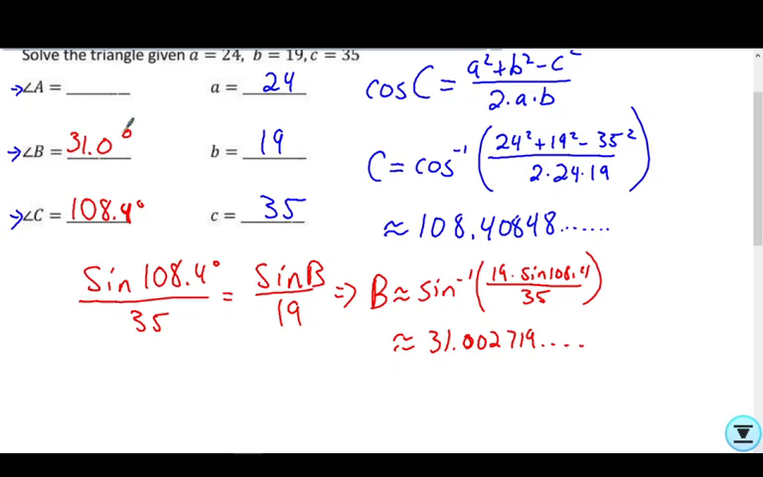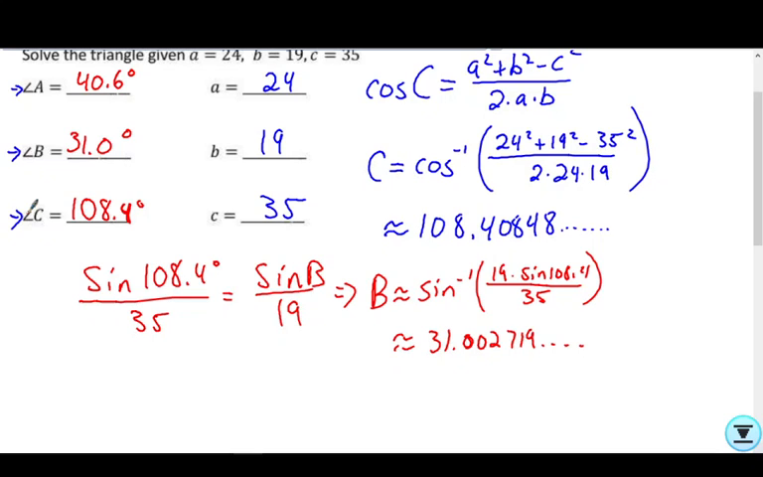And now since we have two angles, and all three of them have to add up to 180, we can find the third angle simply by adding up those two, subtracting from 180, and getting 40.6 degrees for my last angle. And it does add up to 180 degrees.